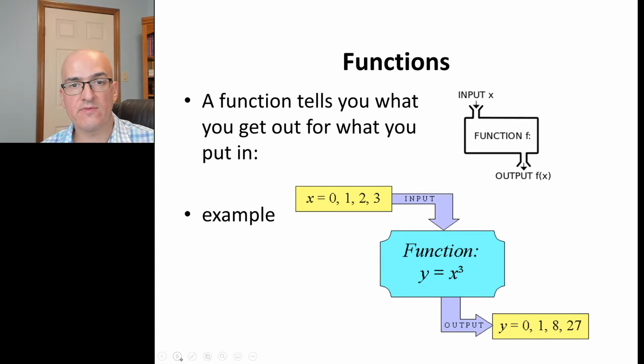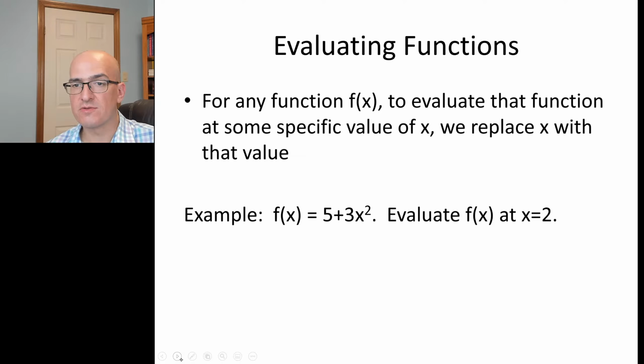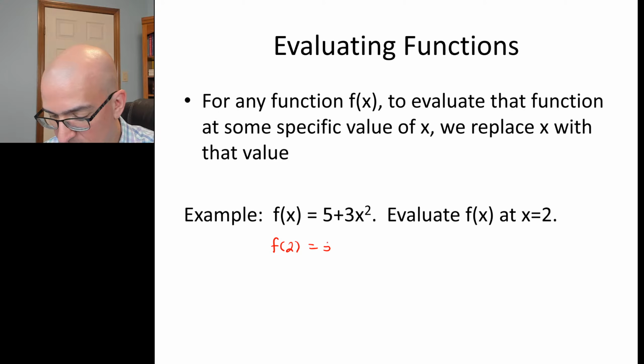So to evaluate a function, we just go through the steps that we did in the first example. We plug a number into it. So here's another function. We're asked to evaluate this function at 2. So f of 2 is going to be 5 plus 3 times 2 squared, which is 5 plus 3 times 4. Again, being careful with our order of operations. 5 plus 12, so 17.